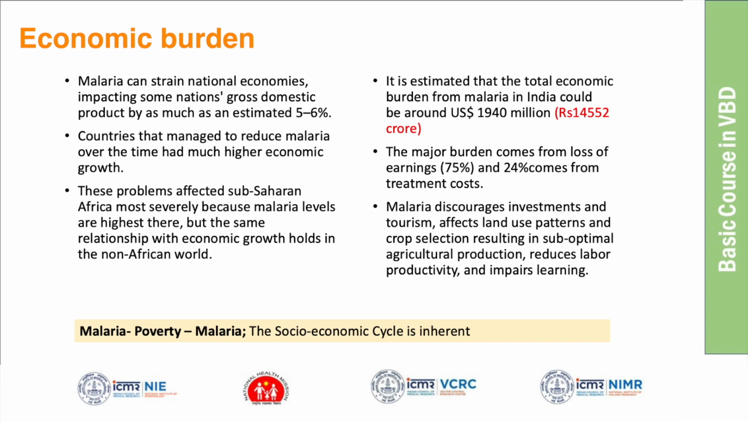And this also affects the land use pattern and crop selection, resulting in suboptimal agricultural production, reduced labor productivity, and impaired learning. So, when we say that the malaria annual parasite rate is so high, at the same time we have to see the effect of this on the real burden of the society, the economic condition, and the poverty aspects. Because that total becomes the burden of malaria on a society, on a community.